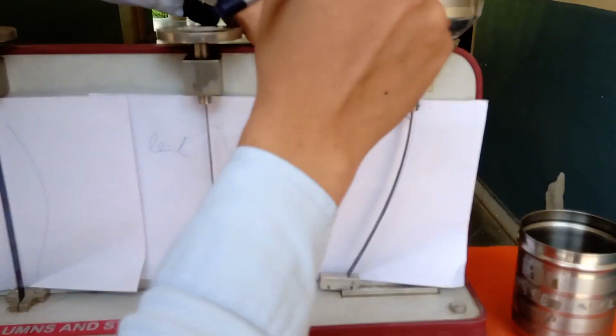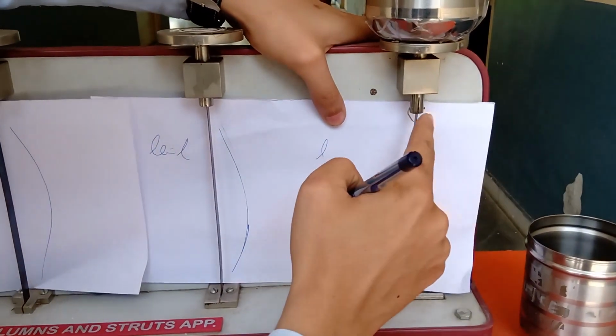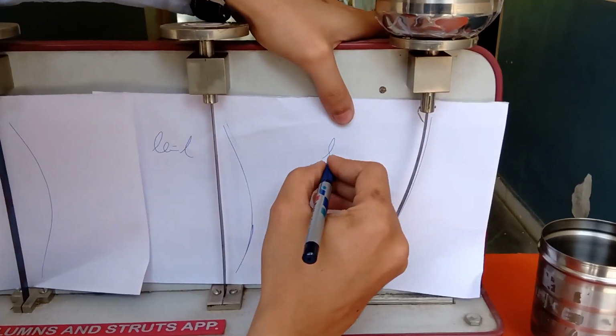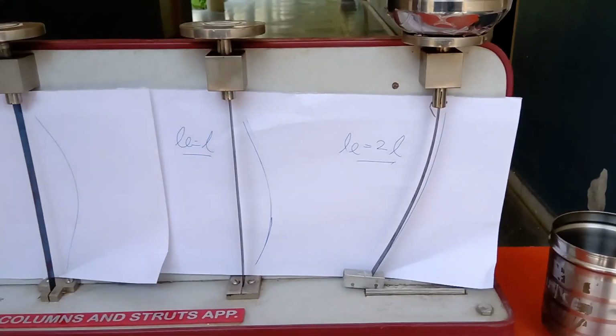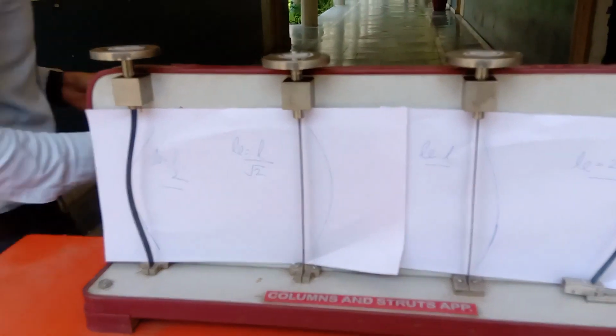Now the last one is LE. This is fixed at one end and free at the other: LE equals 2L. From here we will calculate the effective length.